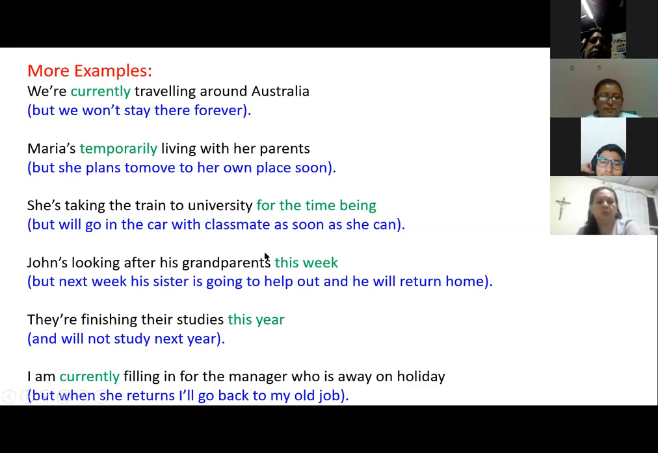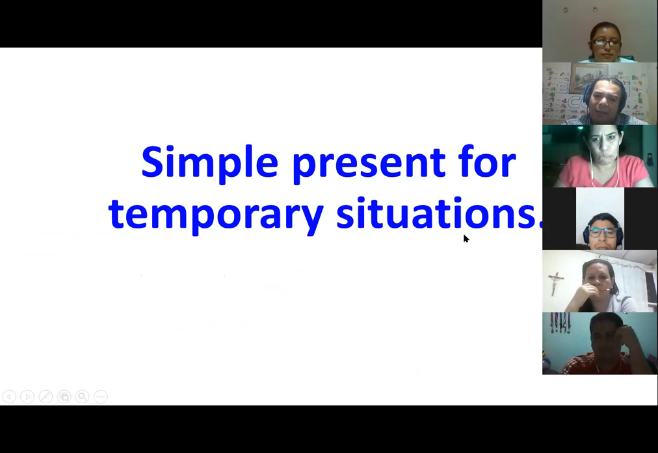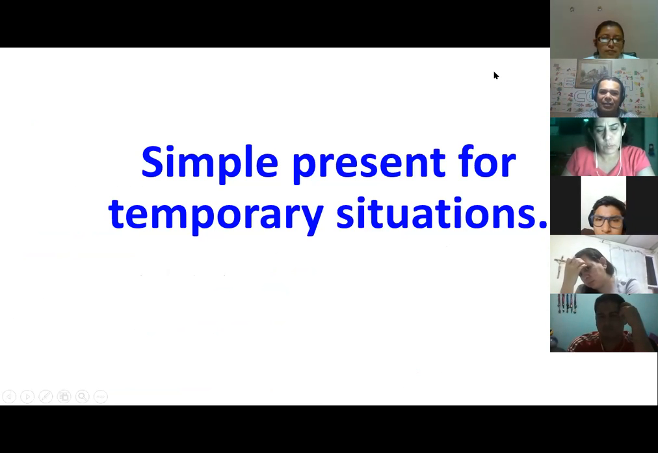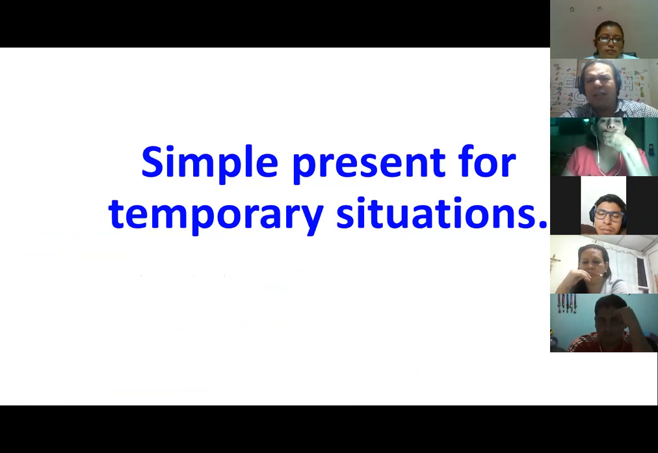All right, guys. So basically, this is the explanation about simple present for temporary situations. Okay, listen. This is grammar. Pero realmente, let me tell you like this. When we are talking in English, we don't stop and think, oh, ahora voy a decir algo que sea temporal. Oh, ahora voy a decir algo en presente progressive que signifique para el futuro.